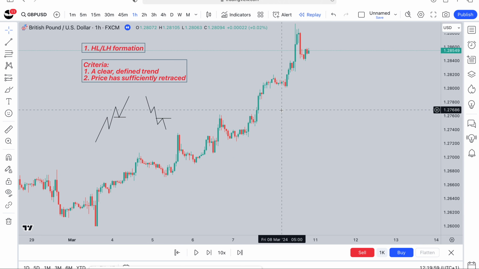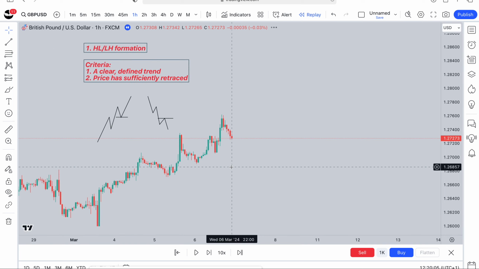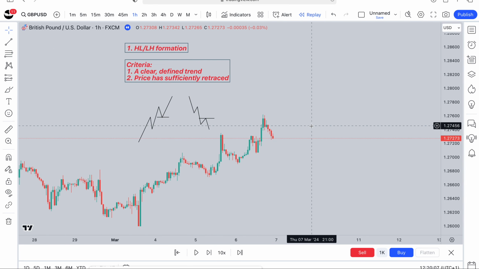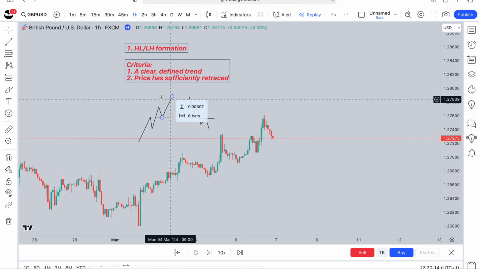Okie dokie. This doesn't really fit the criteria for me here. Tell you what, let's just use this as an example, because that looks very, very clean. You can see that we've got a clear uptrend, and we can see that price has sufficiently pulled back.